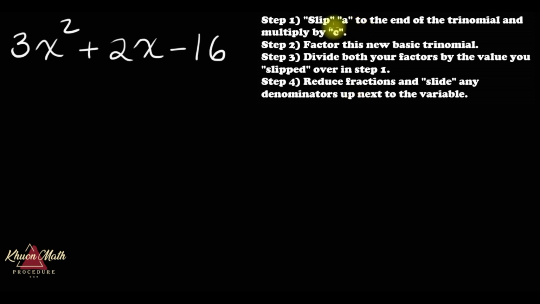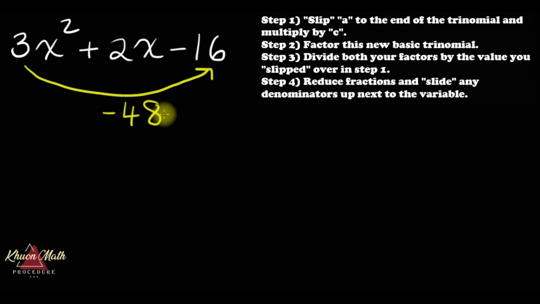Step 1 is to take a to the end of the trinomial and then multiply that by c. So a is the coefficient of x squared. We're going to take that to the end of the trinomial, and then multiply that by c. So 3 times negative 16, well, that's going to give you negative 48. Okay, so that's step number 1.